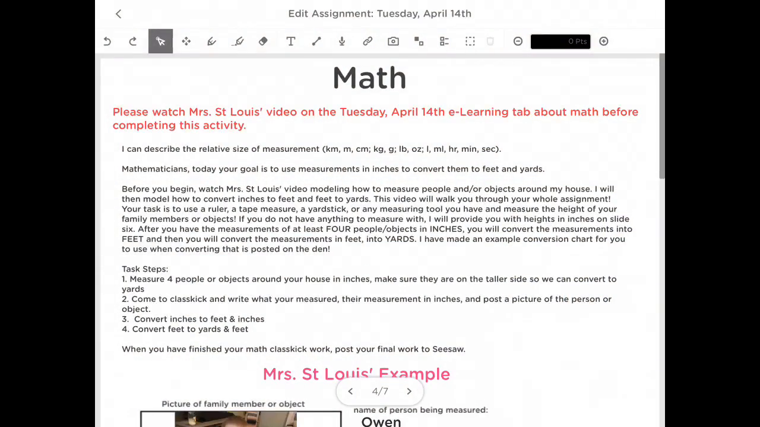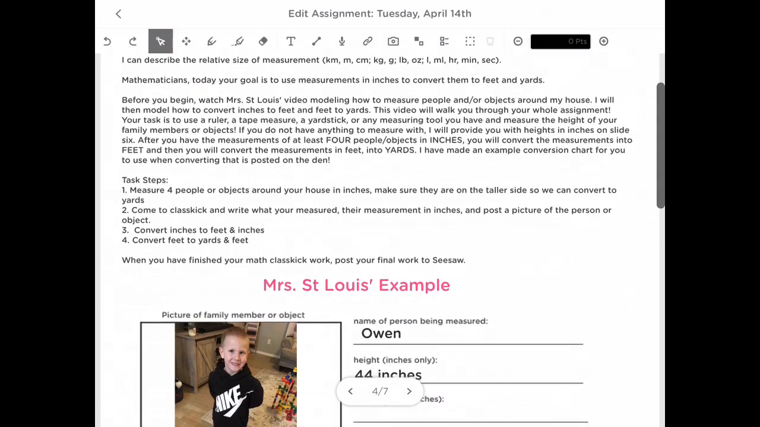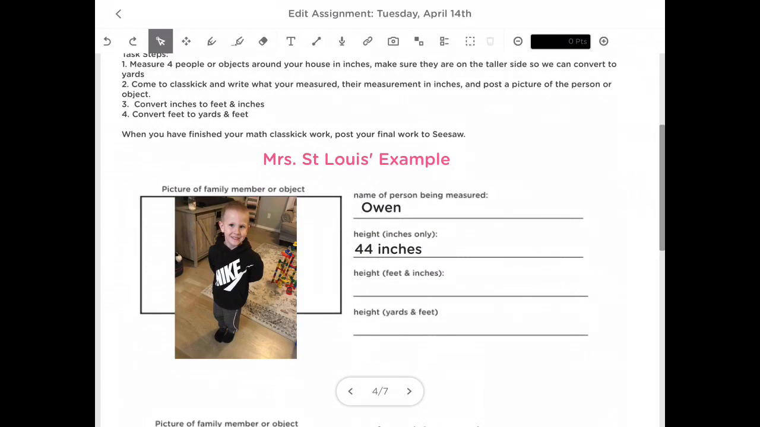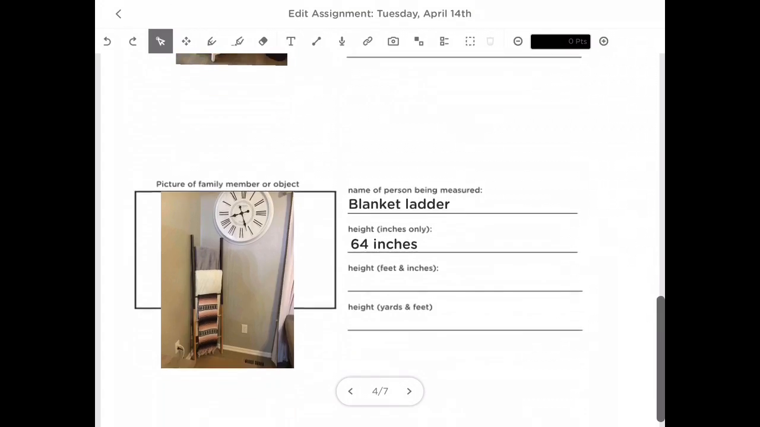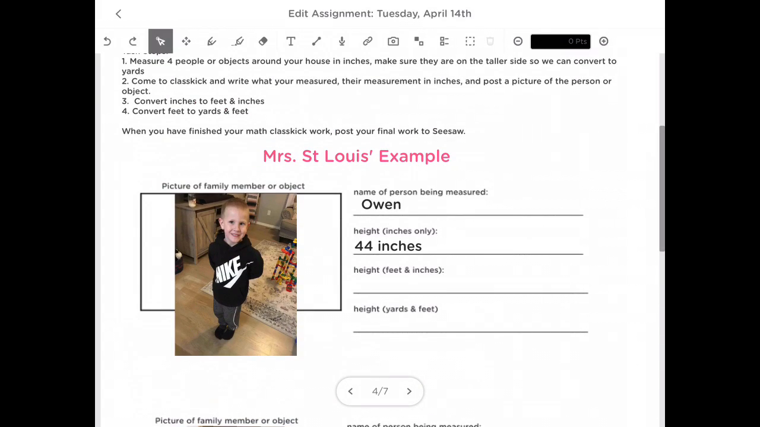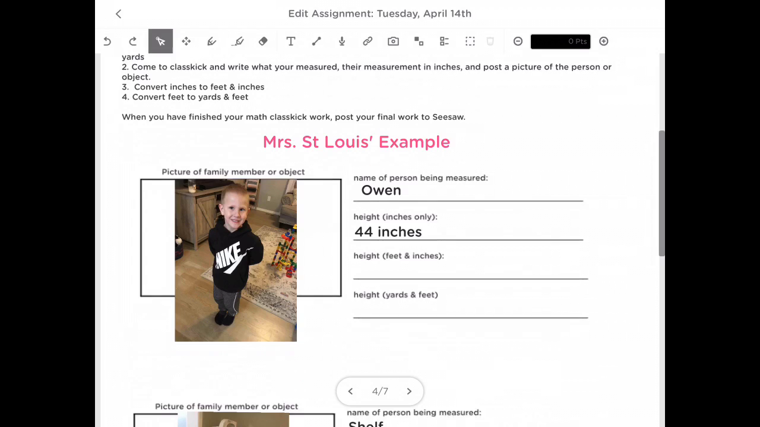All right, friends, so once you are on Class-Kick, you are going to come over to slide 4, and this is where I have all of your instructions. So like I said, you're going to measure 4 people or 4 objects in inches around your house, and then you're going to be converting. So after you have your 4 objects and your measurements, you're going to put it in the corresponding thing. So I did 3 just to save a little bit of time.